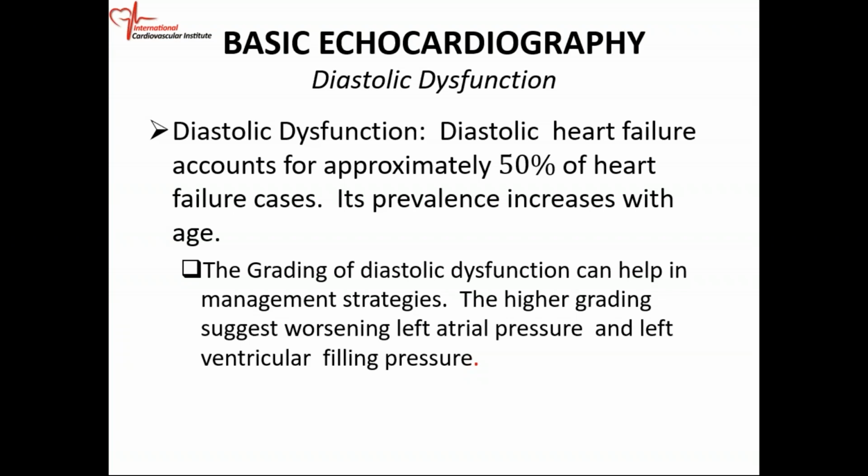So if you want to assess diastolic function, you have to look at your mitral inflow. You have to look at your mitral annular velocities. You have to look at your pulmonary vein flows. You have to look at your E to E prime ratio. And you have to look at your tricuspid regurgitation velocity, TR velocity. Those are the things that you need to look at, and you need to know how to assess them.